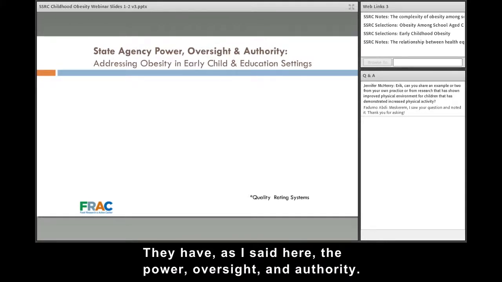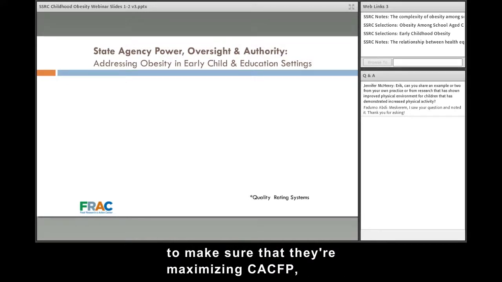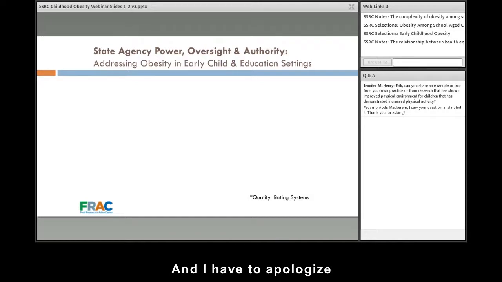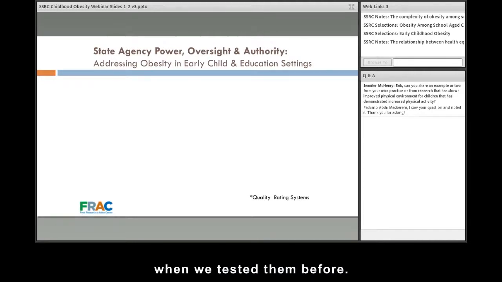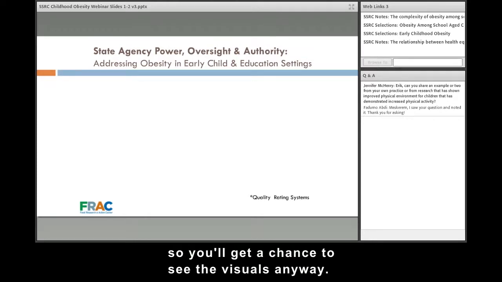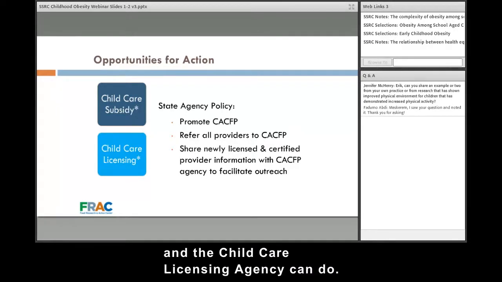They have, as I said here, the power, oversight, and authority. And I want to talk about some things that they can do to make sure that they're maximizing CACFP in terms of addressing food insecurity and obesity. I have to apologize that the graphic isn't coming through because it actually came through in the slide deck when we tested them before. But these will be posted, so you'll get a chance to see the visuals anyway. So let's go next to the slide that talks about the things that the Child Care Subsidy and the Child Care Licensing Agency can do.